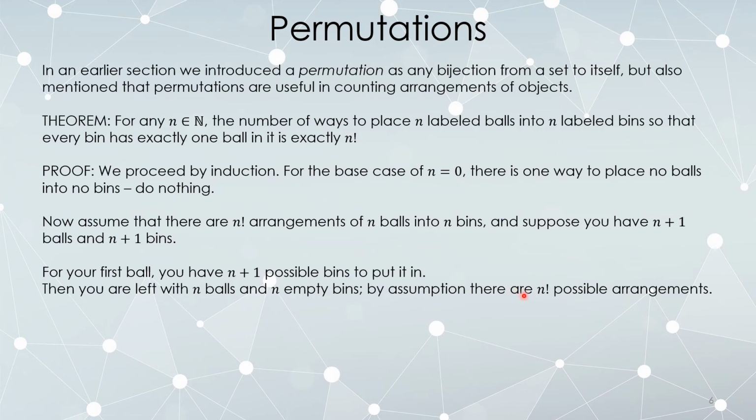Inductively, we assumed there were n factorial ways to do that second step, and there are n plus 1 possible choices for the first ball. So the total is n plus 1 times n factorial, and remember factorials obey this recursive property that n plus 1 times n factorial is n plus 1 factorial. So having assumed that there were n factorial ways of doing the distribution when there were n objects in n bins, we derived that there are n plus 1 factorial ways if you have n plus 1 bins and n plus 1 objects. So the proof is complete. The number of ways to sort a given number of objects that have labels into the same quantity of bins that also have labels is exactly n factorial.